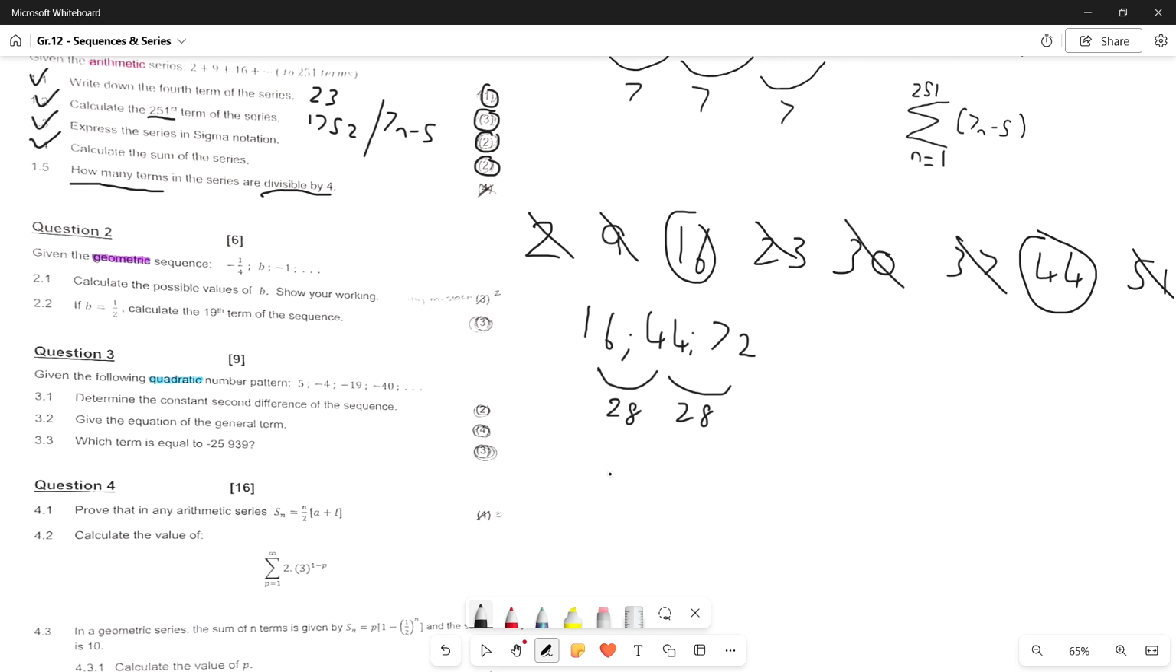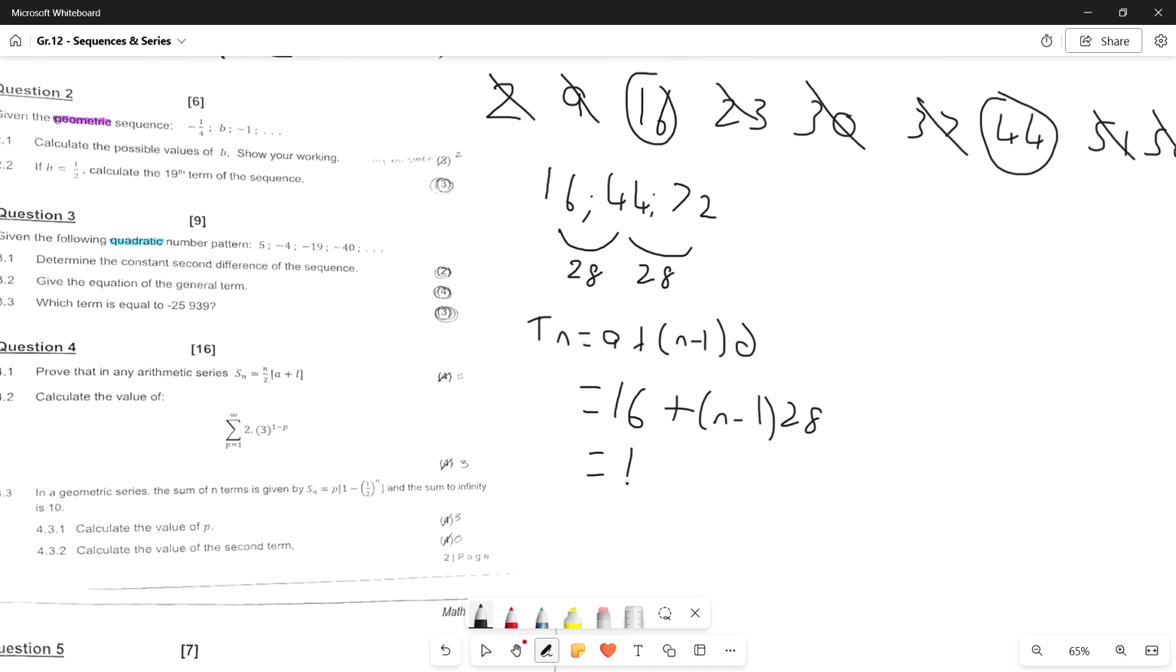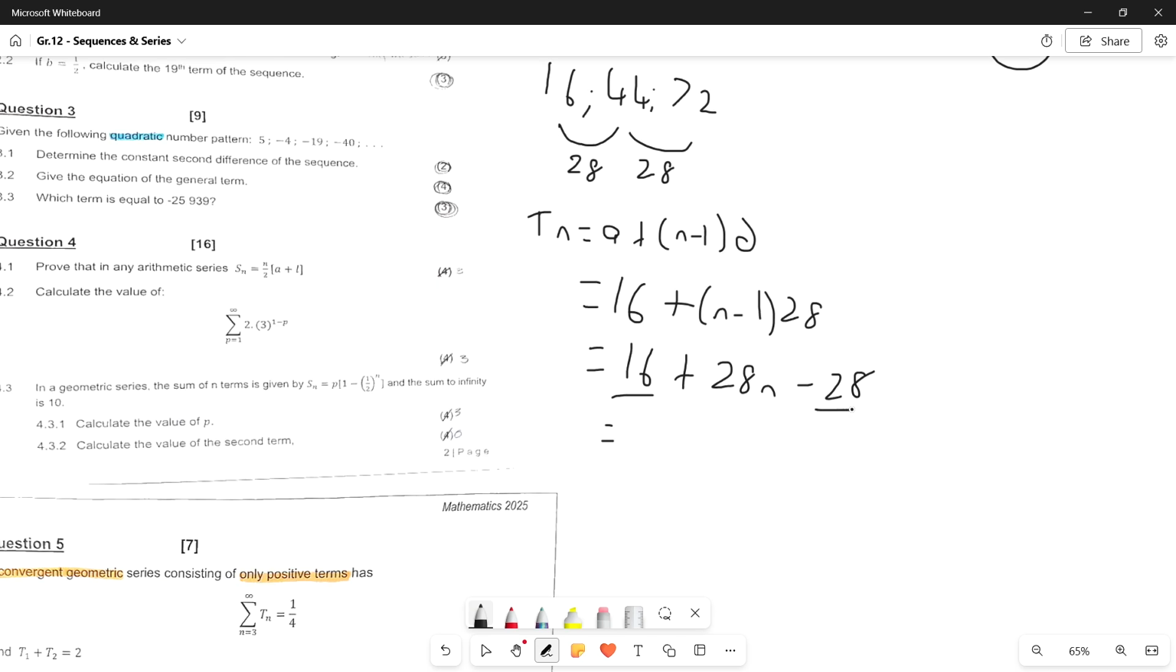And if we go ahead and get our Tn equals a plus n minus 1 multiplied by d over here, that will help us see how many terms there are in the sequence, because our a value here is 16, the first value in our sequence, plus n minus 1, and our difference is 28, which means we can go ahead and simplify this. So we have 16 plus 28n, 28 minus 1 is minus 28. We can then simplify our numbers. Minus 28 plus 16 is minus 12, and we have 28n over here. So we have 28n minus 12.